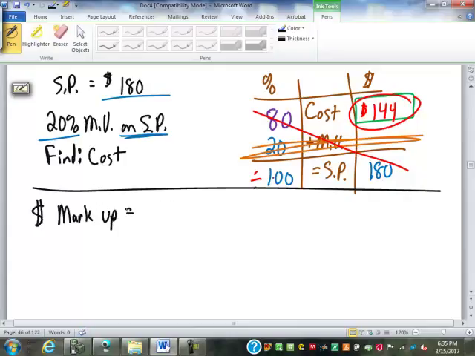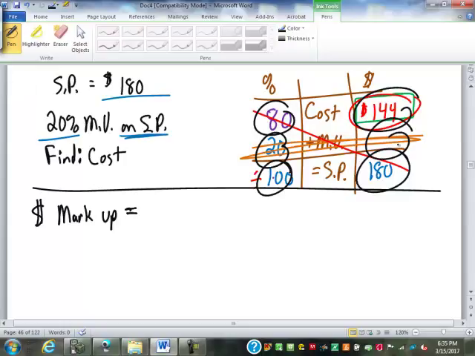Is it always going to be added on top? Yes, it's always going to be this one plus this one has to equal this one on both sides. Never subtract from this. Never subtract. As you move down, you're always going to add. Because a markup is a percent increase.